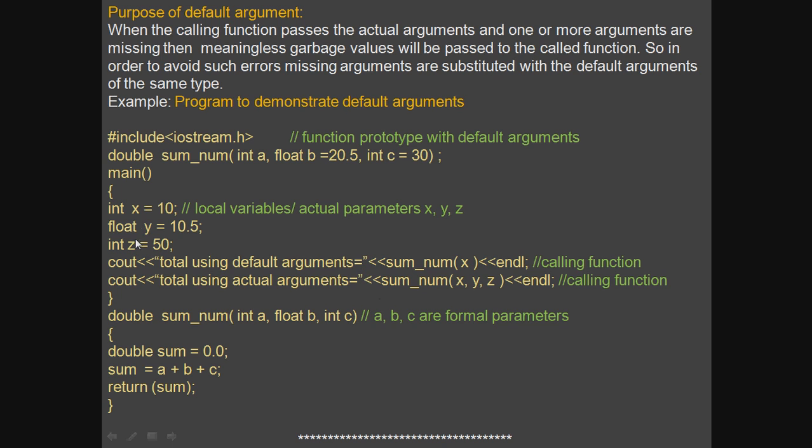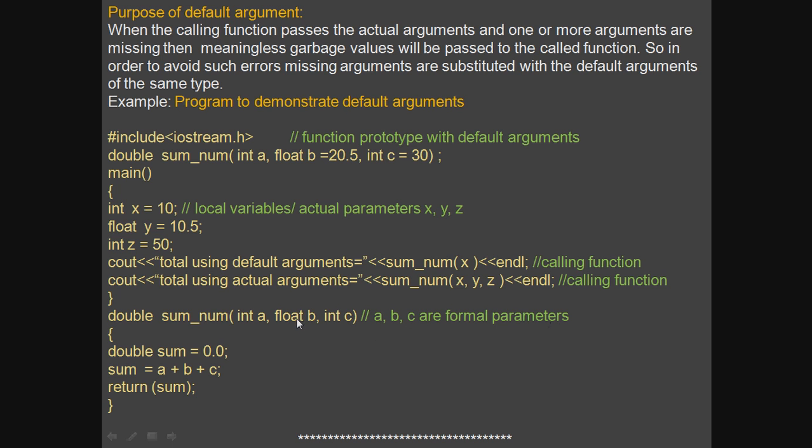Now, what about y and z? Here it is not mentioned, right? So in that case the default values 20.5 and 30 will be passed to b and c. So b will receive this value here and c will receive this value in this variable c. Here a, b and c are called formal parameters because they are mentioned in the function definition section. So these values are the actual arguments, and x, y, z are the actual parameters, also called actual variables, and these are called formal parameters or formal variables.